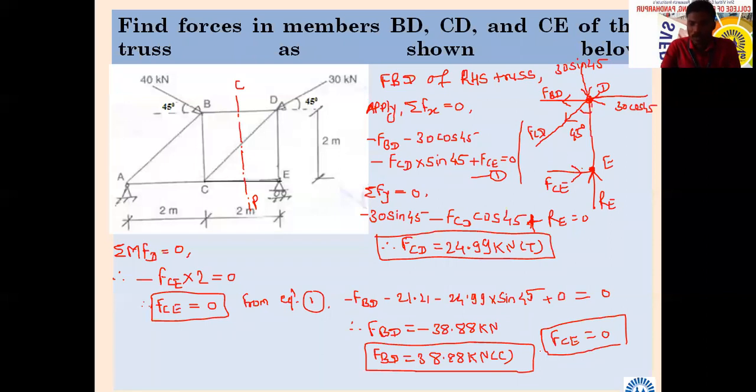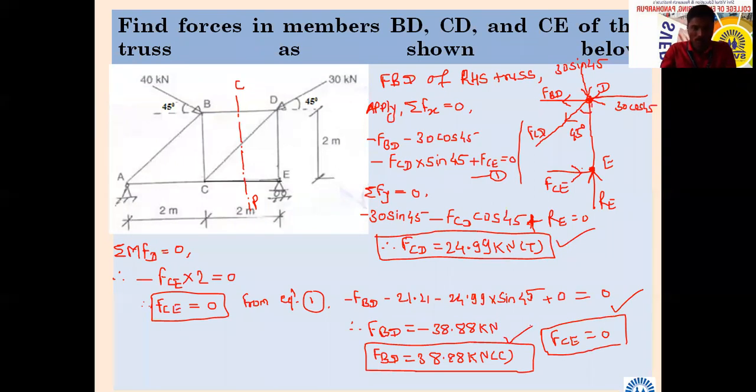So likewise, you can analyze the truss in this way. Either you can consider the left hand side half or the right hand side half, from which the cutting plane is passed. So you can have that and you can solve. So here, answer number 1, answer number 2, answer number 3. This is the method of section.